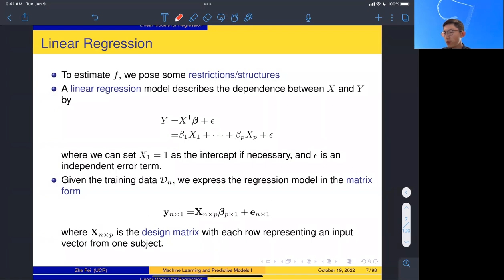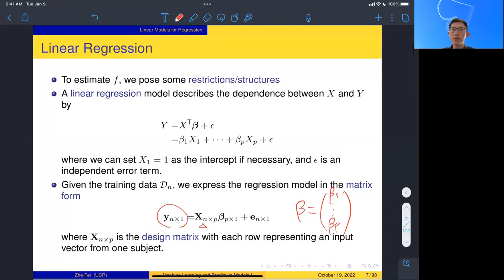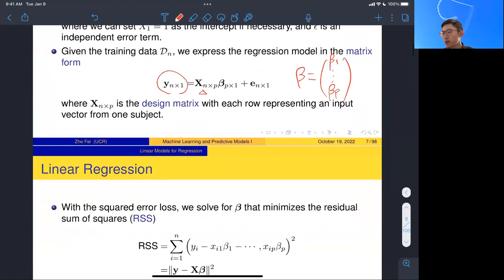We have the y vector, x is a design matrix, as we have seen earlier, and beta is the coefficient vector, written out as beta 1 through beta p, a p-vector. And this is the matrix form. Some of you might have seen this.